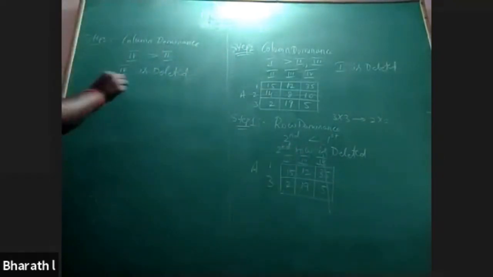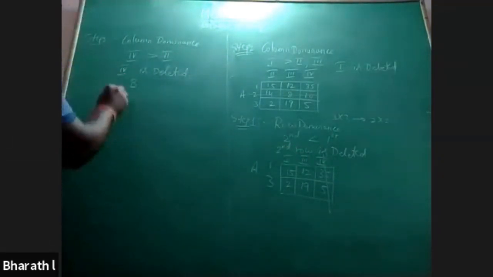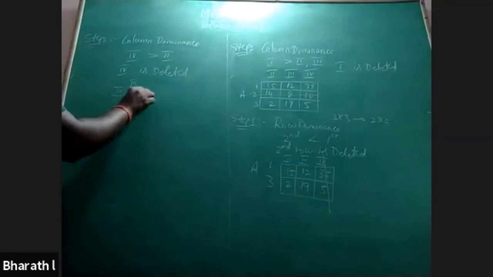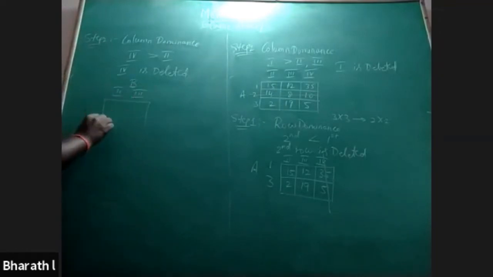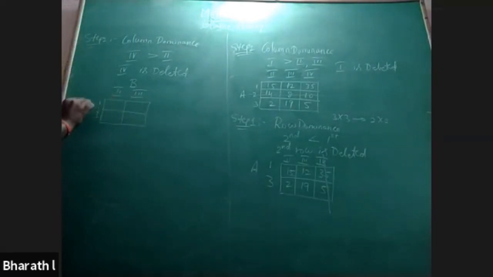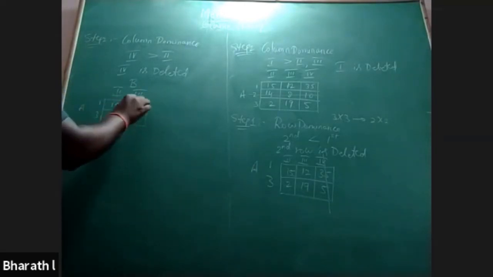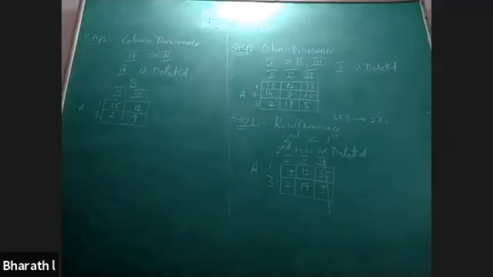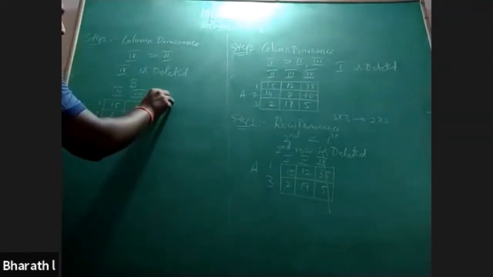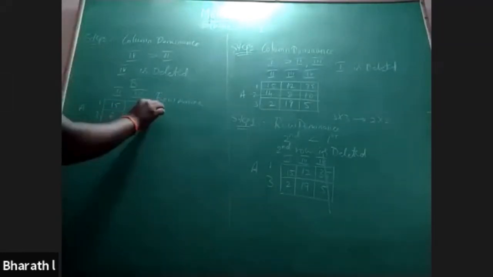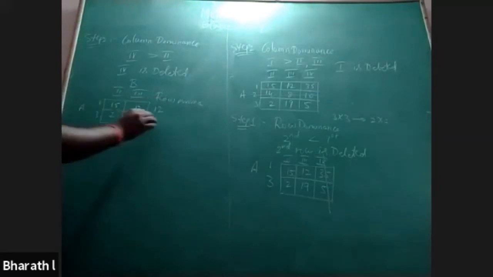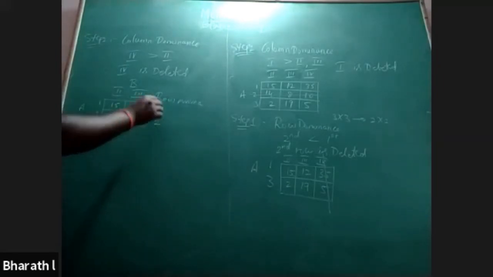Left out strategy for player B is second and third. For player A, left out strategy is 1 and 3, and the elements are 15 and 2, 12, 9. Since the size of the matrix is reduced to 2 cross 2, we can apply the saddle point concept. That is row minimum. Out of 15 and 12, minimum is 12. 2, 9, minimum is 2.